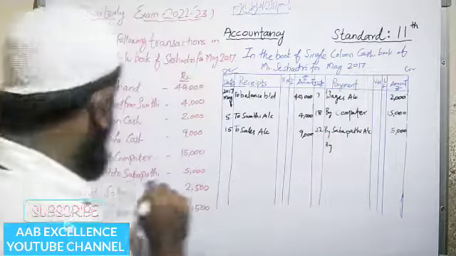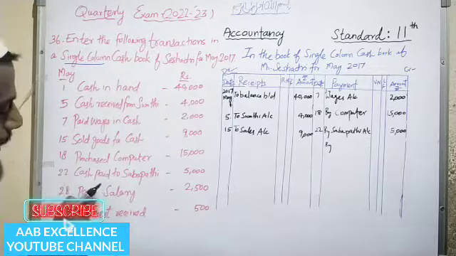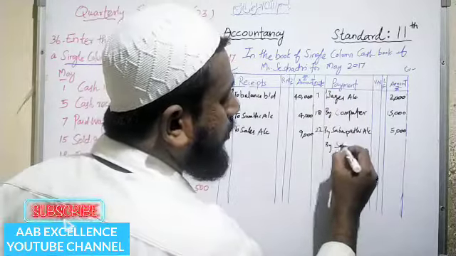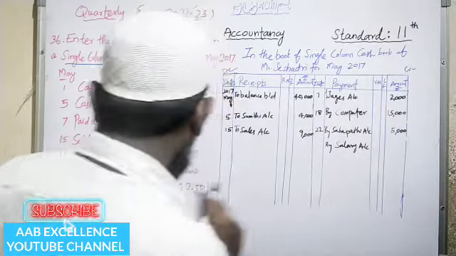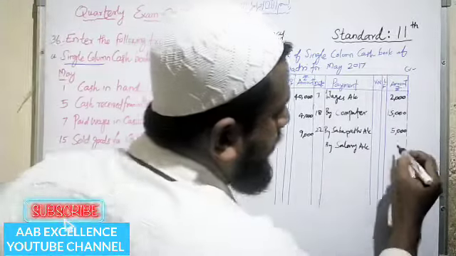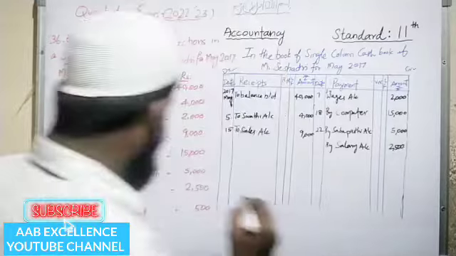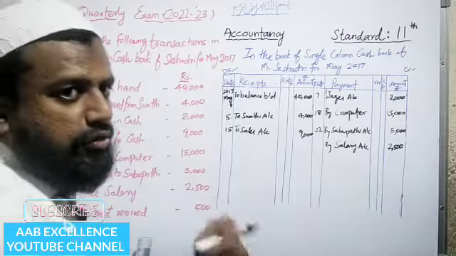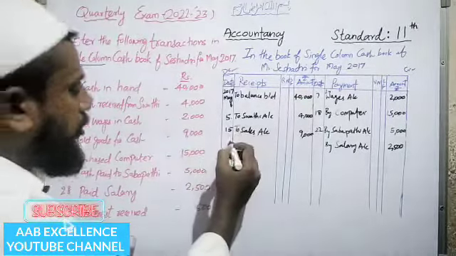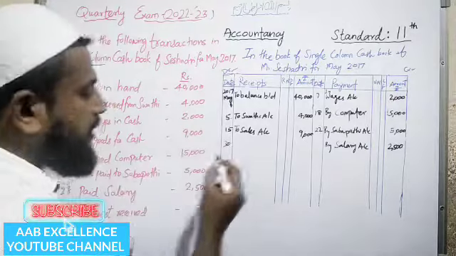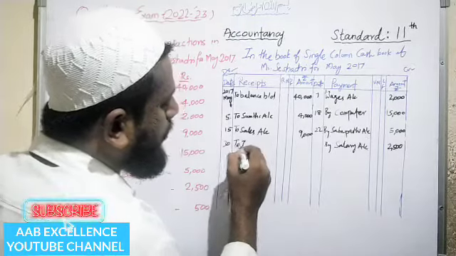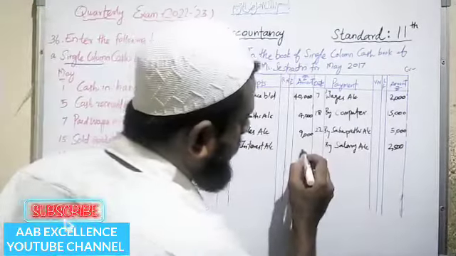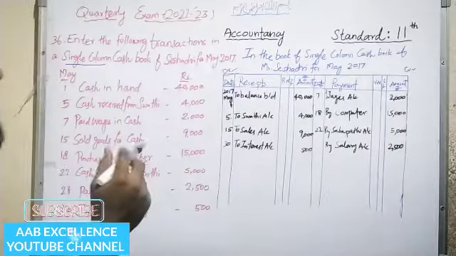Okay. The next, 28 paid salary. So on the payment side we have to post it to the salary account. How much, student? Paid salary 2,500. Okay, students. The last transaction, 30 interest received. We have to receive, not paid. So we have to post it on the receipt side on date 30, interest received. So to interest account, how much? 500 rupees.